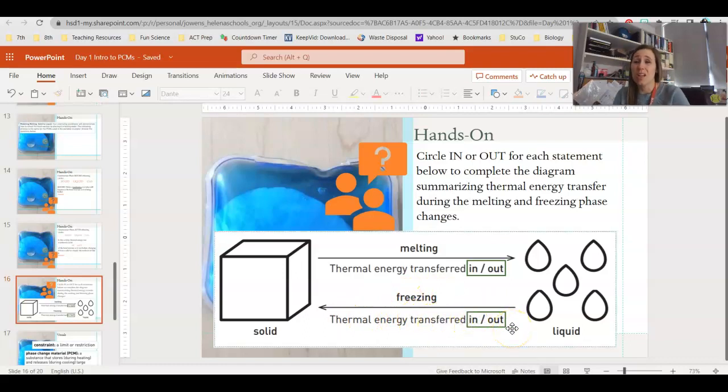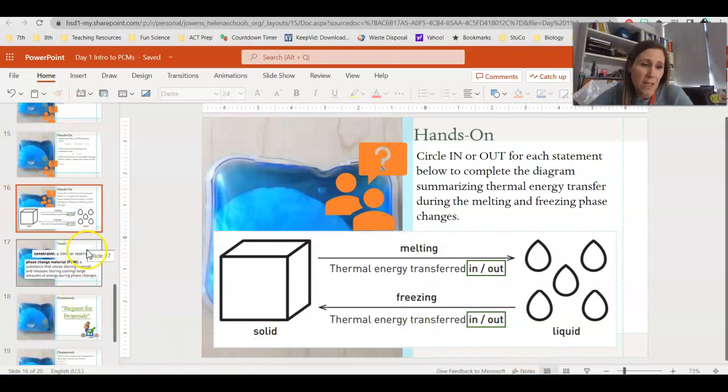And again, this all should be a lot of review from what we just finished up in our phase change unit. Okay, so go ahead and complete the rest of those hands-on activity questions, and then we're going to go ahead and move on. Take a second and pause if you need to.